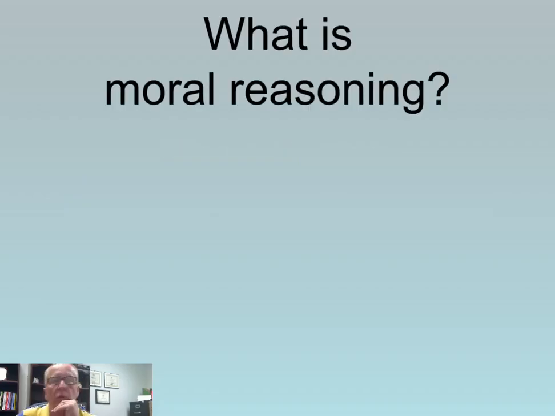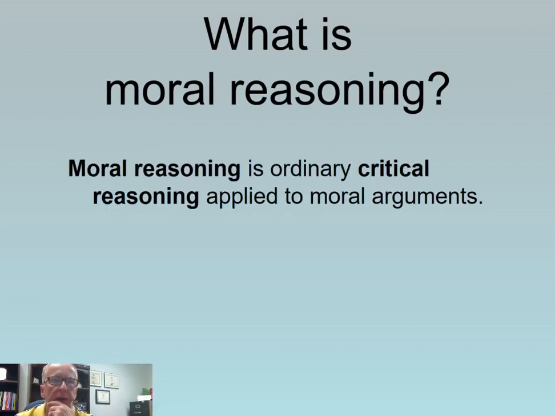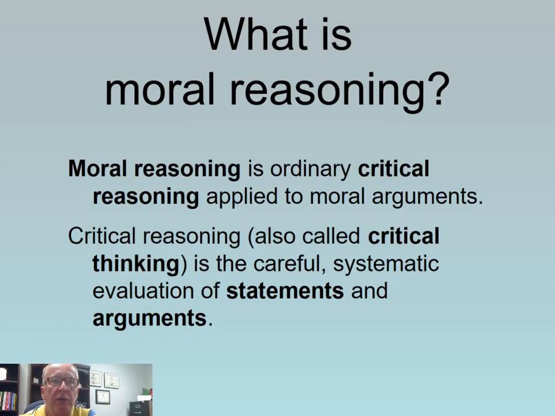And we're going to look at moral reasoning. Now, when we look at moral reasoning, what we have to do is look at critical reasoning, and it is critical reasoning that is applied to moral arguments. So moral reasoning involves critical thinking and critical reasoning. It also is the careful and systematic evaluation of statements and arguments that we have to look at.